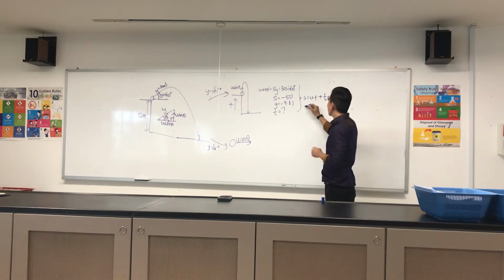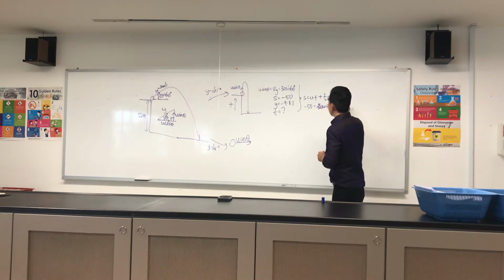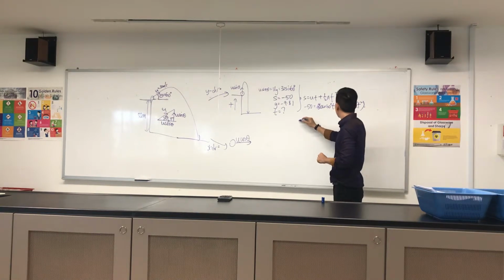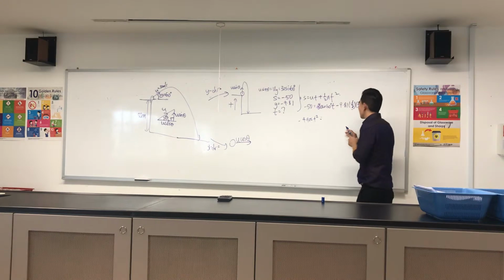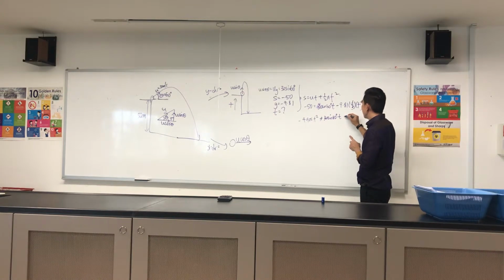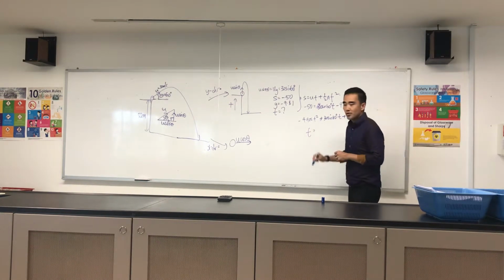So if we plug in all the numbers, minus 50 equals u sin 30 sin 60 t minus 9.81 times half, over the half, and t squared. Now if I make this into the form of a quadratic equation, this is minus 4.905 t squared plus 30 sin 60 t plus 50 equals 0. You can use the calculator.